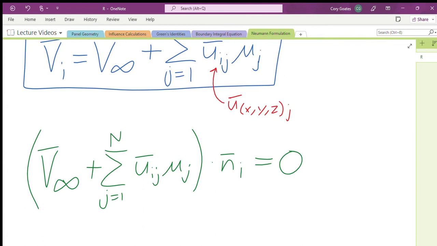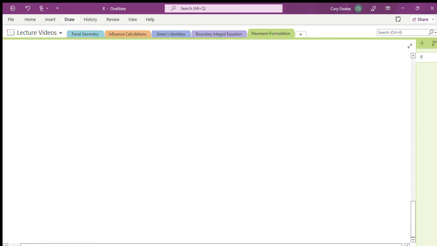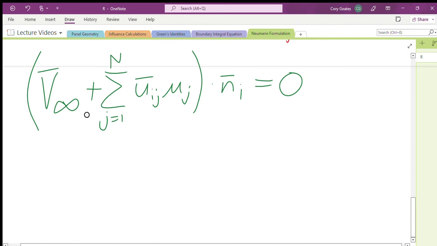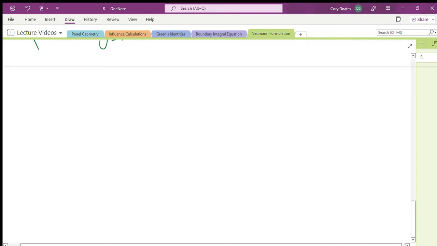I can write this exact same equation for each panel. And I could say, I want the normal velocity on panel 1 to be 0, I want the normal velocity on panel 2 to be 0, I want the normal velocity on panel 3 to be 0. And doing that, I can start to build up a system of equations. And the way I'm going to do that is I'm going to write it as a matrix equation, just because that'll be simpler for us to look at and simpler for us to actually solve.